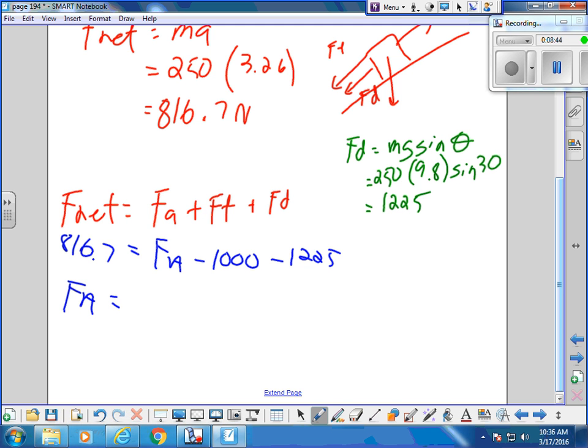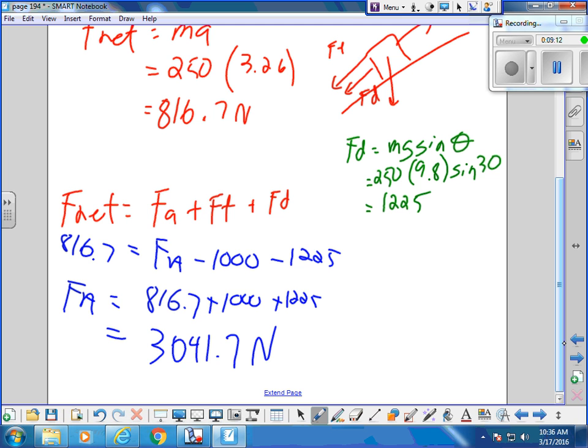Bring those to the other side. You're going to get 816.7 plus 1,000 plus 1225. I took these to the other side, and then I just switched both, right? Yeah, because no one likes the equals thing on the right-hand side. 3041.7.